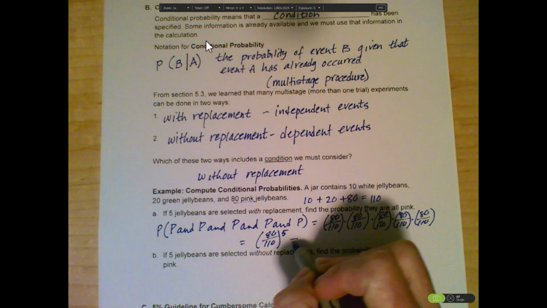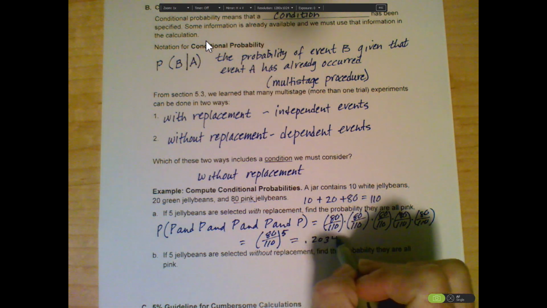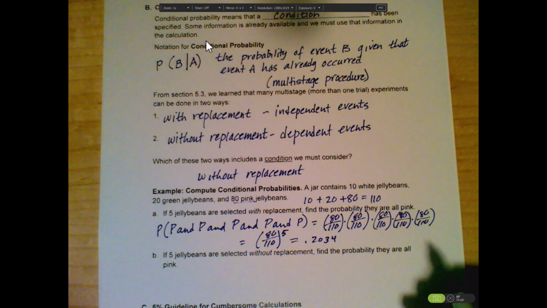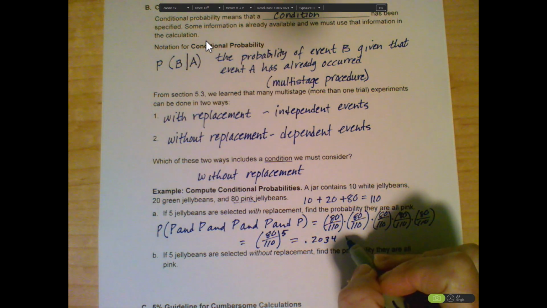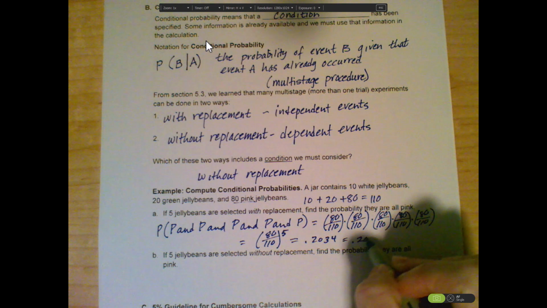And you should get 0.2034, or we'll round to 3 decimal places, 0.203.